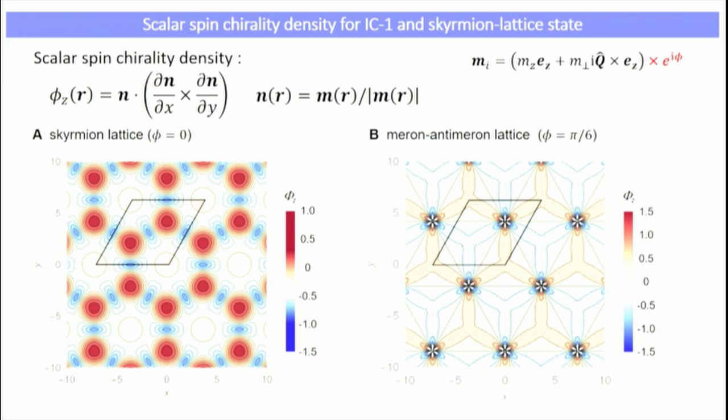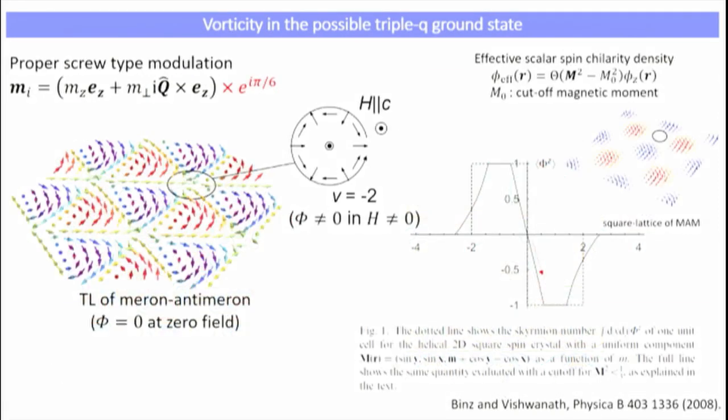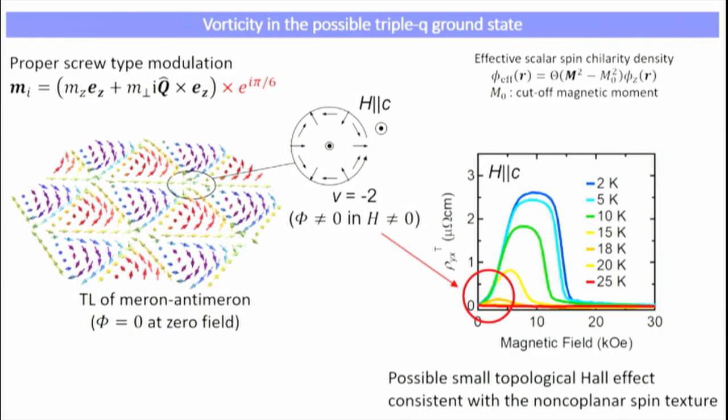And calculating the emergent magnetic field, as you can see, it's cancelled out with each other, cancelling the topological Hall effect. This is consistent with the absence of the topological Hall effect in the 0 field. But we would like to emphasize that this structure can explain the detailed feature of the topological Hall signal.